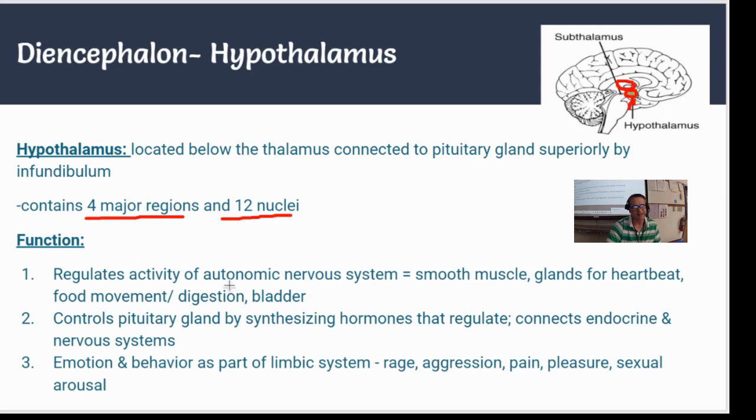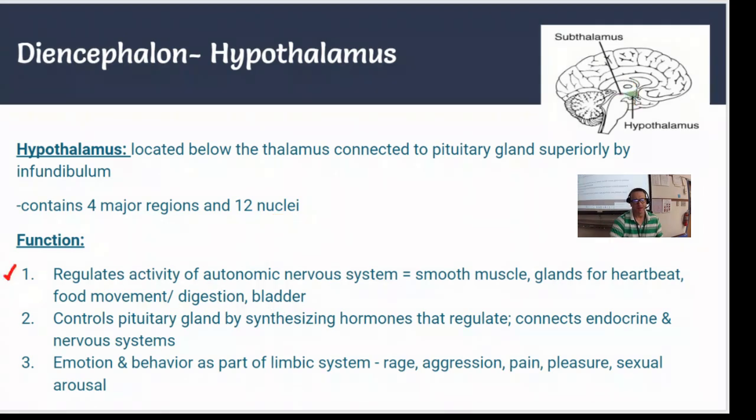Number 1, regulates activity of the autonomic nervous system, so smooth muscle, glands for heartbeat, food movement through your gastrointestinal tract, digestion in your urinary bladder. It also controls the pituitary gland, the master gland. So that's what connects the endocrine, that's your hormones, and the nervous system, brain and spinal cord. So remember, the pituitary gland is the master gland because it controls a lot of your other glands, like your thyroid gland, your adrenal gland, the sex glands in both males and females.